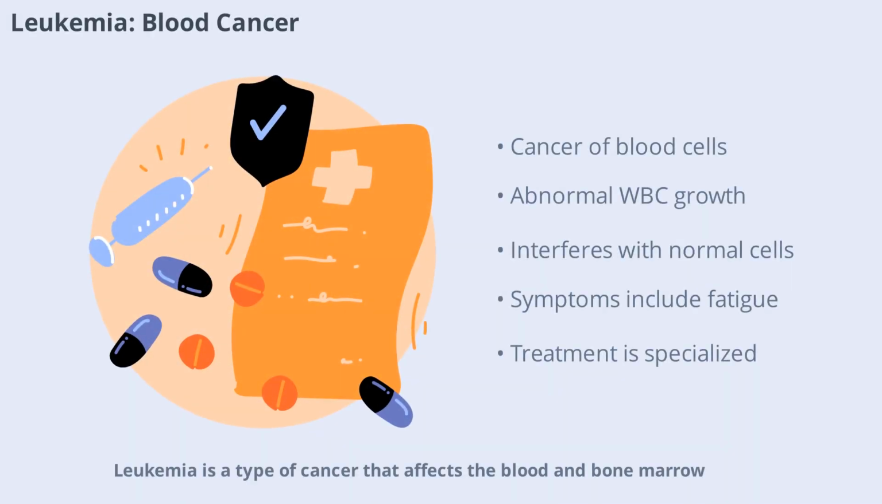Leukemia is a type of cancer that affects the blood and bone marrow. It involves the uncontrolled growth of abnormal white blood cells, which interfere with normal blood cell production. Symptoms include fatigue, frequent infections, and easy bruising. Hematology is essential for diagnosing leukemia, determining its type, and guiding treatment, which may include chemotherapy, radiation, or stem cell transplantation. Early detection and specialized care are crucial for improving outcomes.